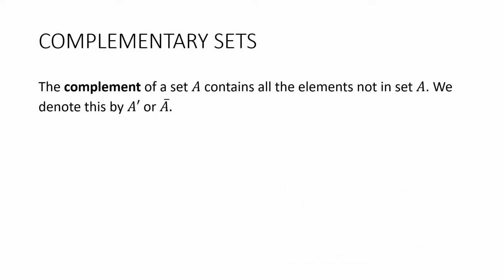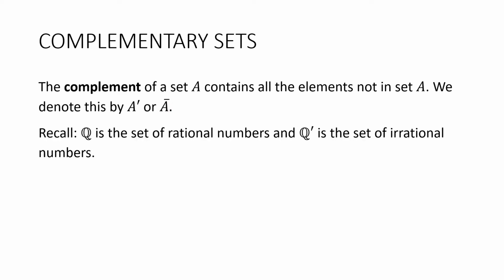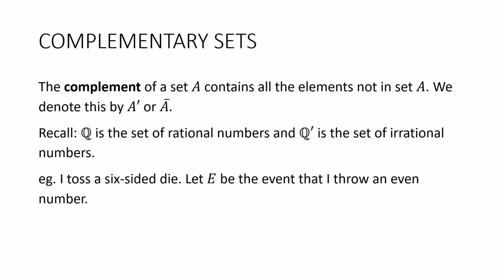And the complement of a set A contains all of the elements not in set A. And we've already seen that this is denoted by A' or A with a line on top. Now remember, right back at the beginning of year 11, I told you that Q is the set of rational numbers and Q' is the set of irrational numbers. So there's an example.